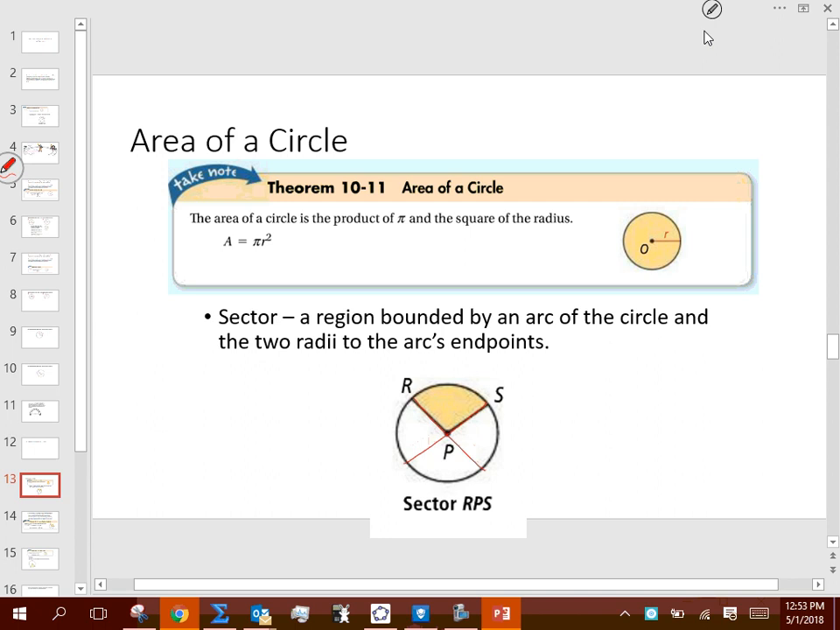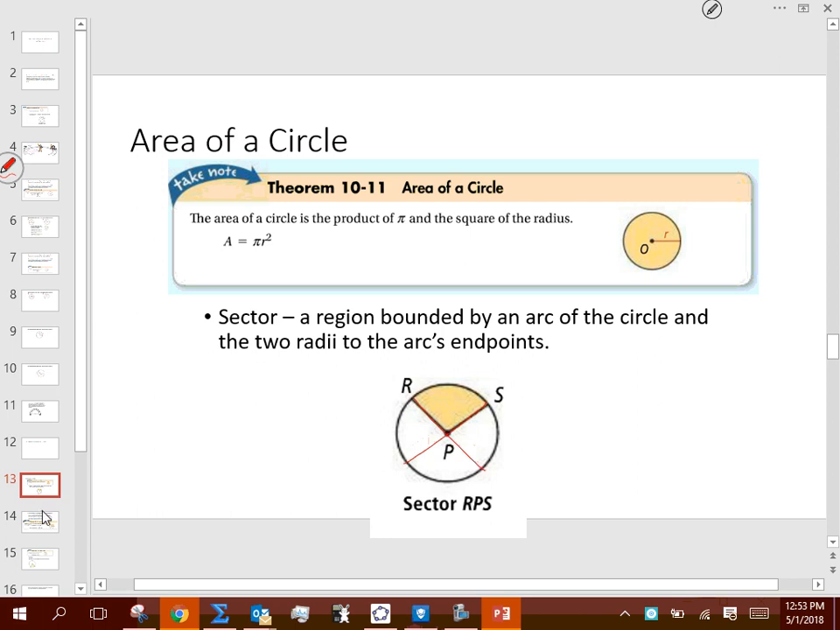Would you guys agree that that yellow sector looks like it might be like a quarter or a fourth of the entire area? So do you think I would take my area of my circle and multiply by 1/4 to find the area of that yellow region? Does that make sense?